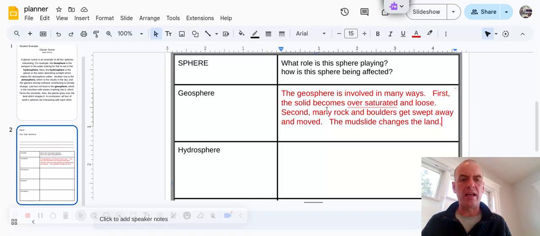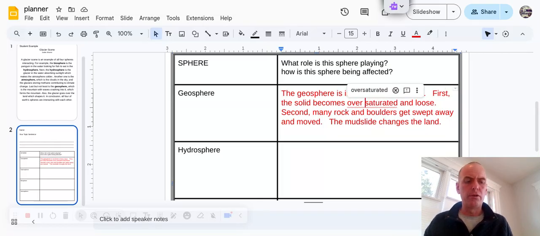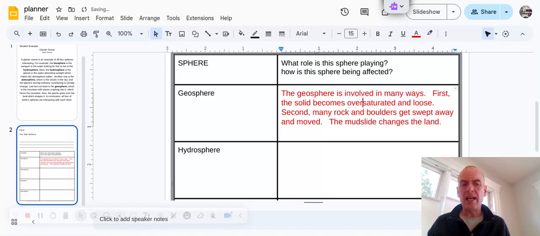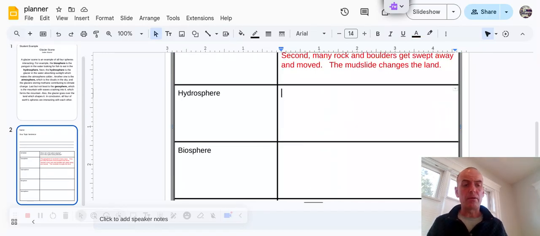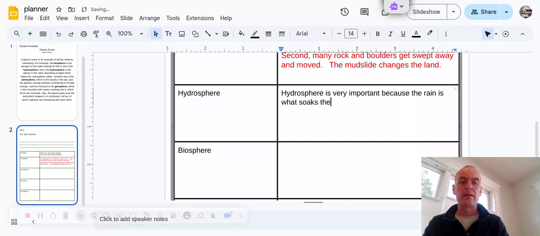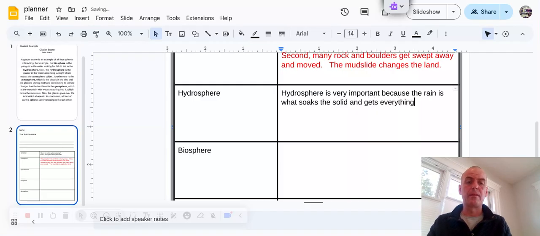You can't just say the geosphere is the soil. You can't. I mean, anyone could do that, right? But what you're learning is how is it, what role is it playing, what's it doing, or what's happening to it. So the hydrosphere has a super important role to play. So the hydrosphere is very important because the rain is what soaks the soil and gets everything started.